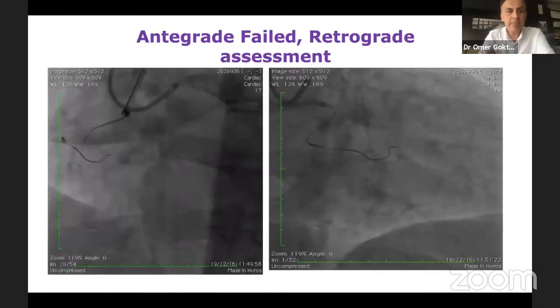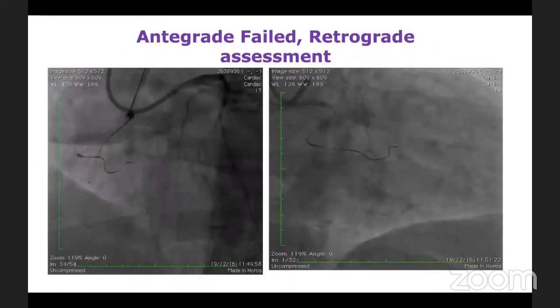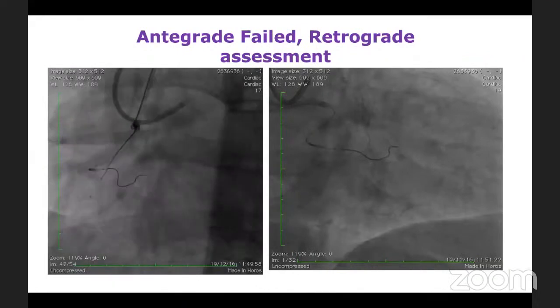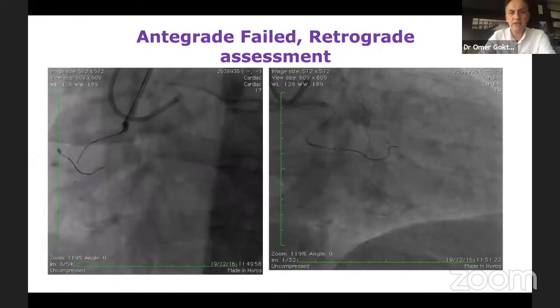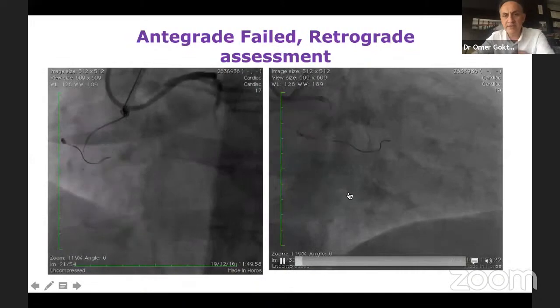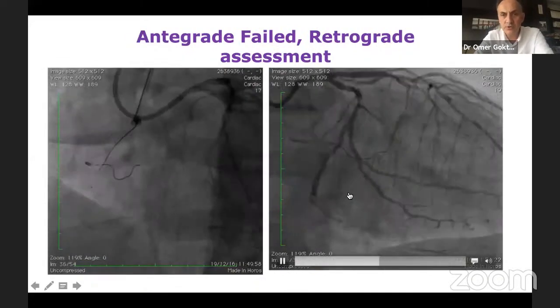So this is a case we did. We had a failed antegrade attempt in the same session, and then we wanted to see the retrograde options for that.